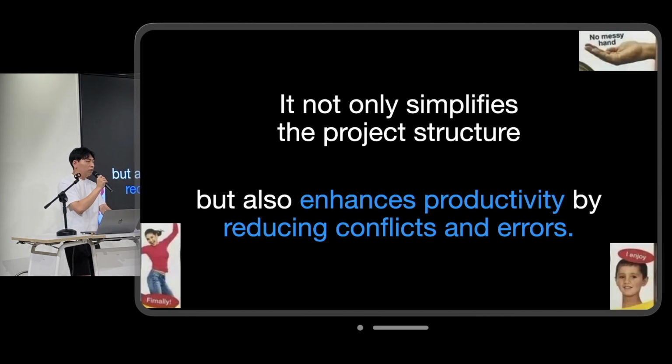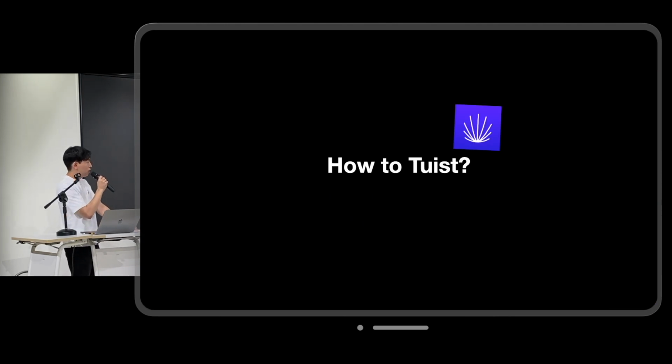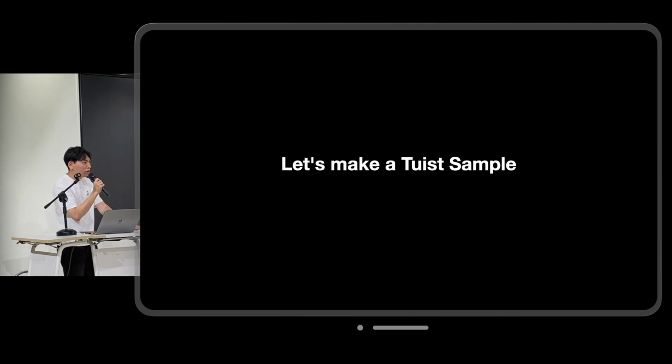With these advantages, it's clear how Tuist can be an invaluable tool for managing and maintaining your project. It not only simplifies the project structure, but also enhances productivity by reducing conflicts and errors. Now, I expect that you have a good understanding of the importance of using Tuist. So, how can you use Tuist? In this section, I will demonstrate how to start Tuist. You're going to initialize, edit, and generate with Tuist using sample code that I'm going to make.